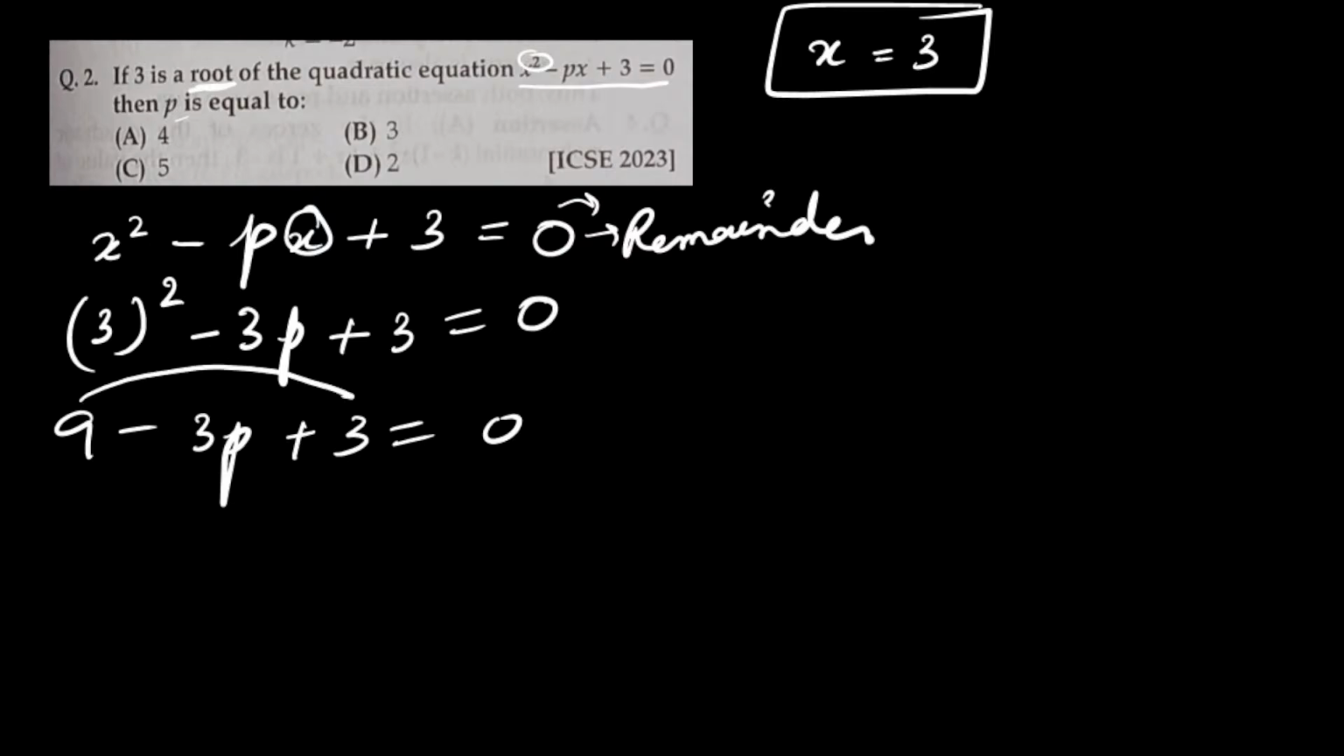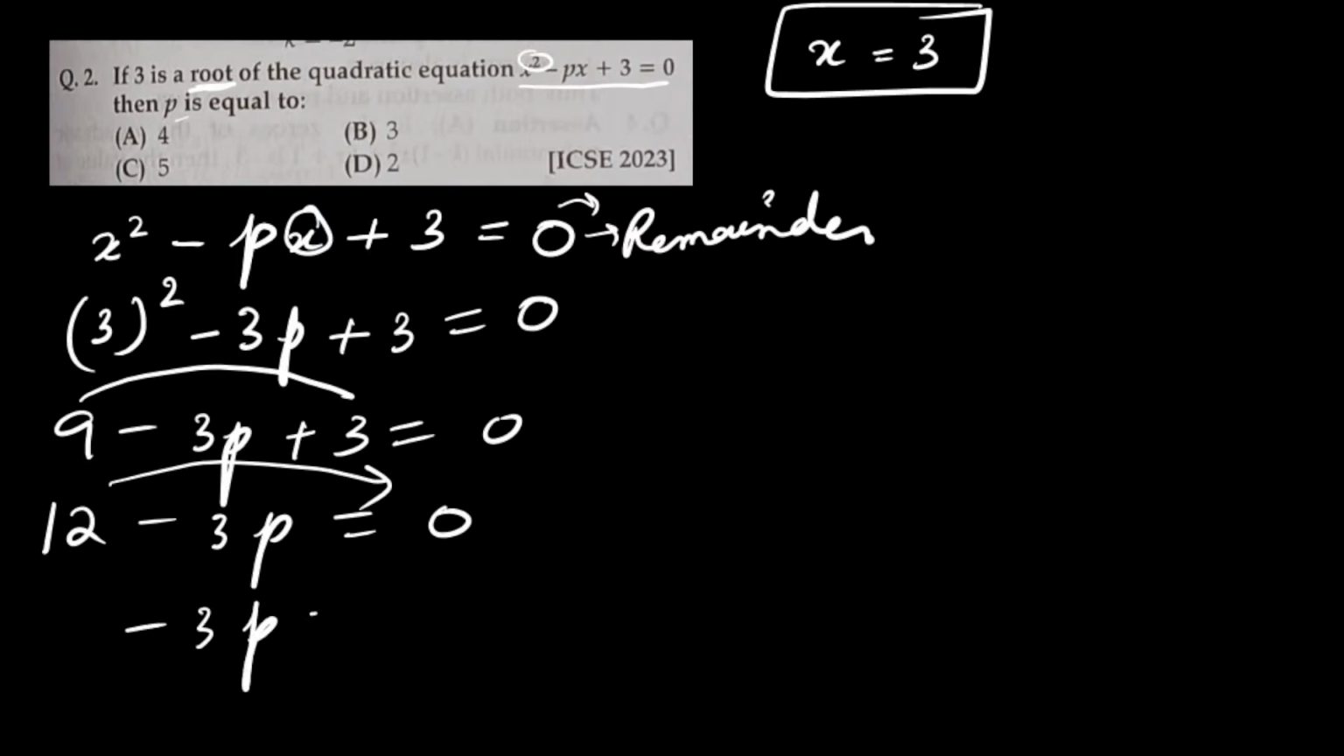Now 9 plus 3, like terms we can simplify. 9 plus 3 is 12. 12 minus 3p is equals to 0. Now 12 let's shift to other side. When I shift 12 to other side, it will become minus 12, because here it is positive, minus 12.